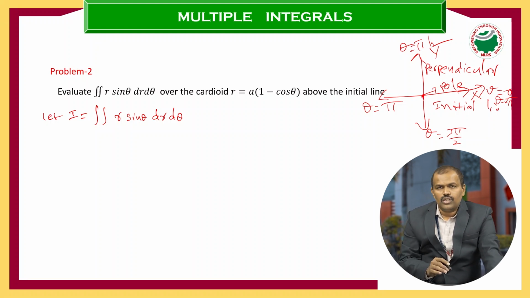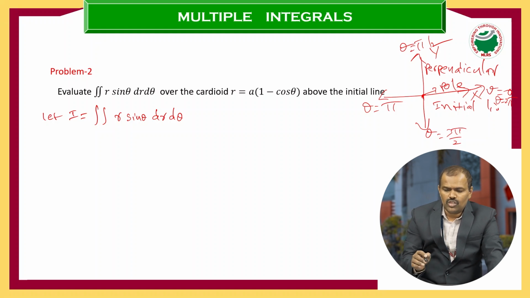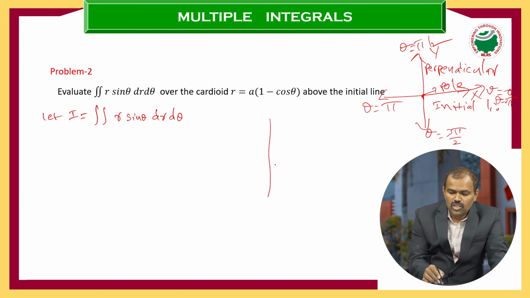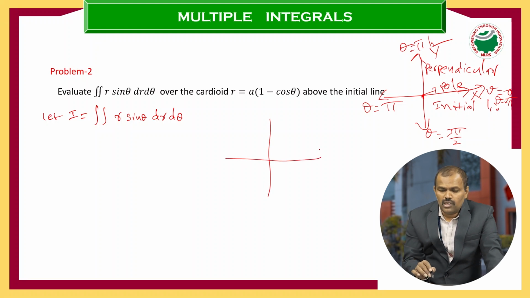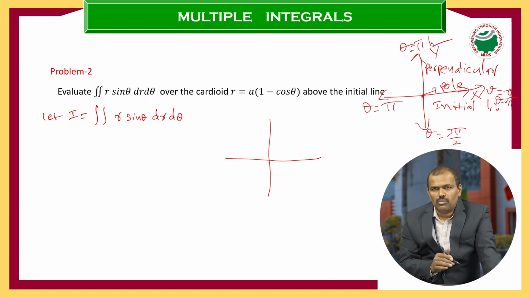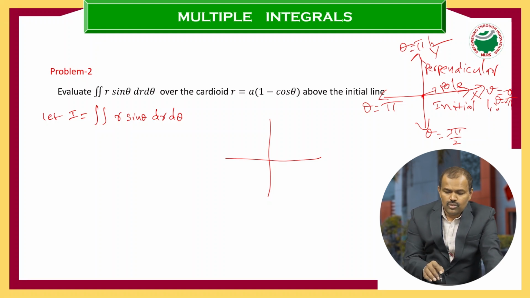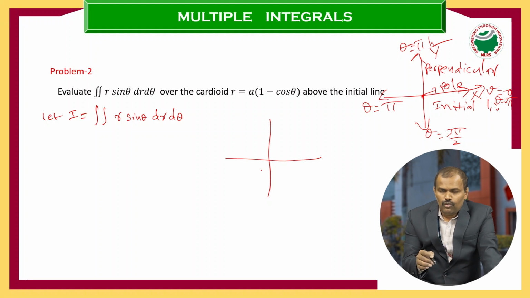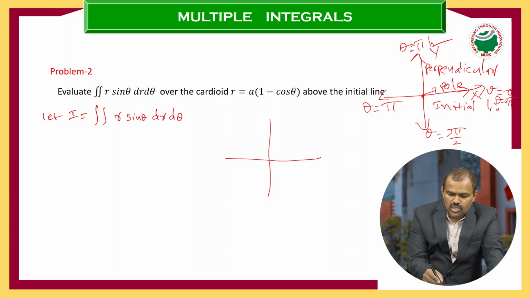Now here there is a cardioid, r is equal to a into 1 minus cos theta. First we take the initial line and the perpendicular line, which are the x-axis and y-axis. So r is equal to a into 1 minus cos theta. We have to find the r value when theta is equal to 0. When theta is equal to 0, cos 0 is 1, then a into 1 minus 1 is 0, so r is equal to 0. When theta is equal to 180, it touches here.